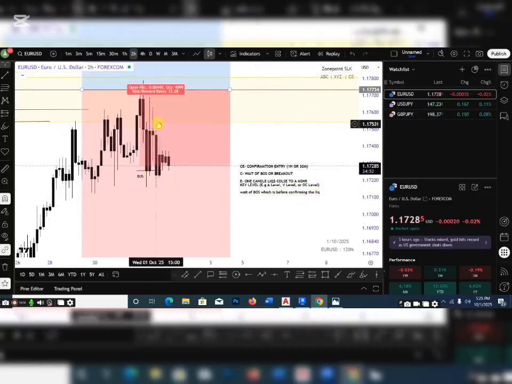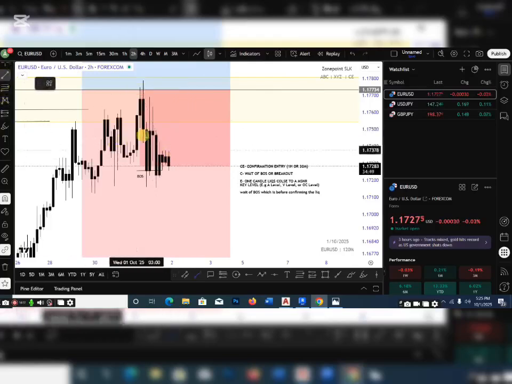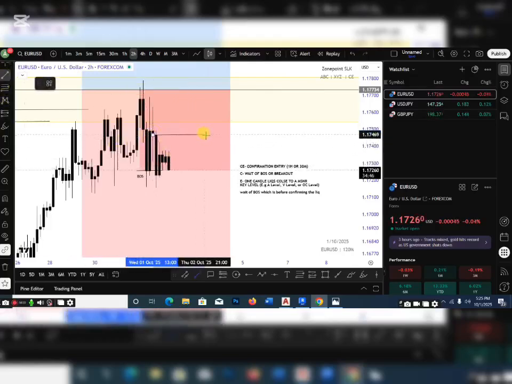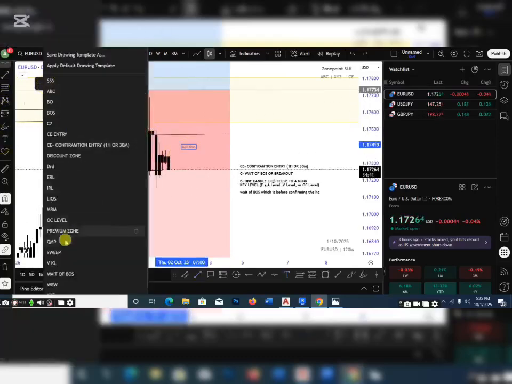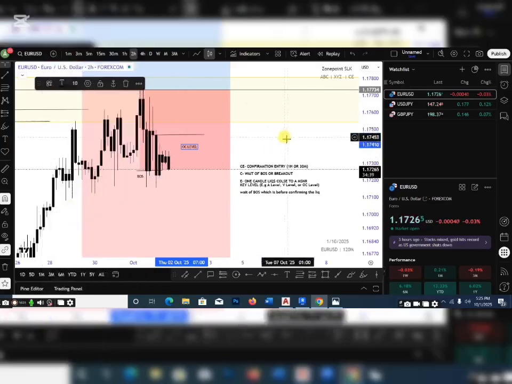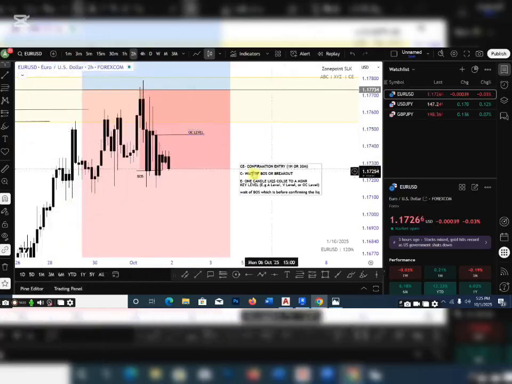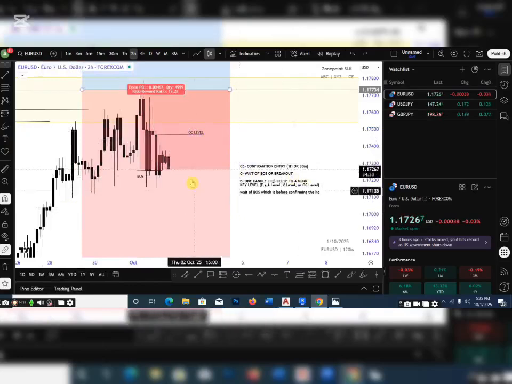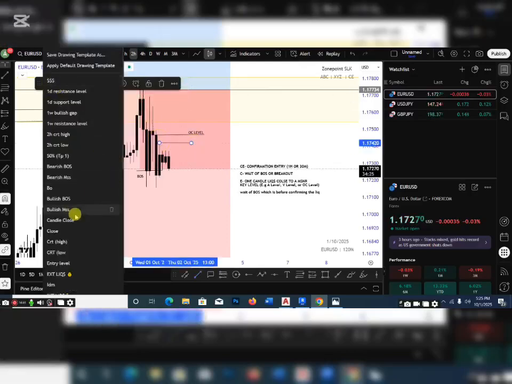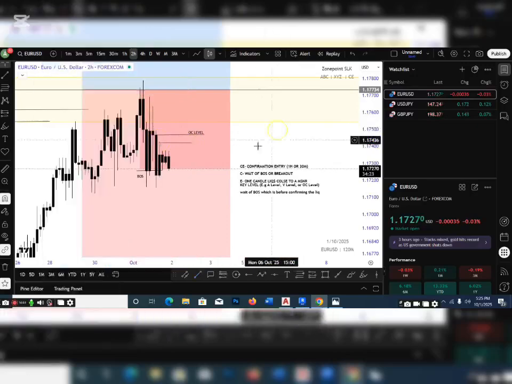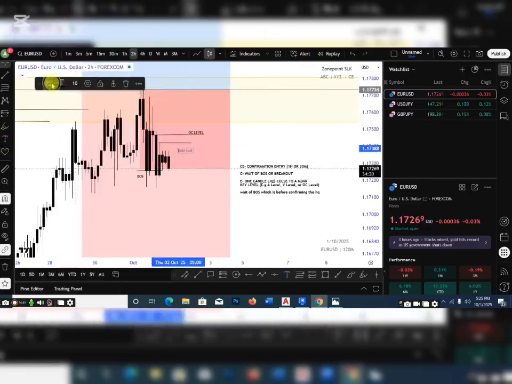Where is an MSNR level? Above this break of structure. We are seeing this open close here. I'll call this an OC level, an open close level here. Finish. Where is the one candle liquidity close to this OC level? This is it here. That is our liquidity.